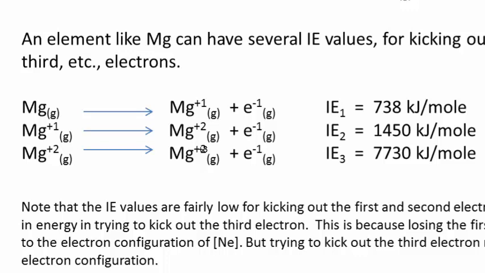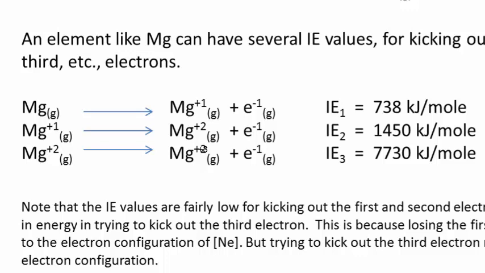For these ionization energies, there will be tables in the book with numbers for the various values. But what is important here is to note that there can also be a second ionization energy, in which a second electron is knocked out of magnesium plus 1 to form magnesium plus 2. This IE2 value is 1,450. It's about twice the value for IE1.